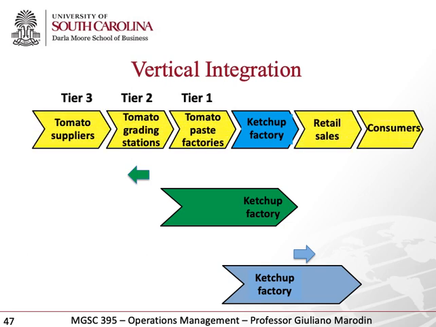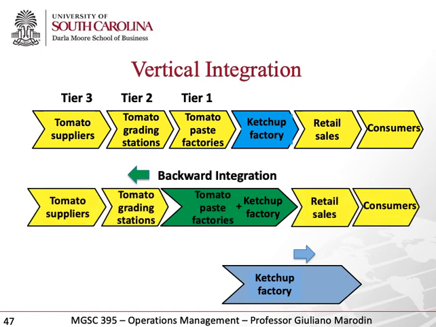Let's say that we have a ketchup plant. That's what the company owns, and you have to make ketchup, right? What is inside a ketchup? That's a good question. Now I want you guys to go to your kitchen and look at the ketchup and read what's inside. You'll be amazed. But we know for sure that tomato paste is inside ketchup, right? So tomato grading stations and tomato suppliers, and then you have retail sales and you have consumers, right? So this is the simplified supply chain.